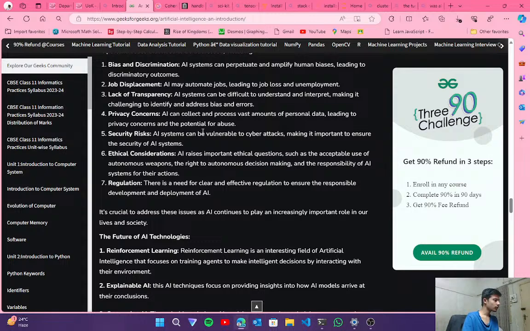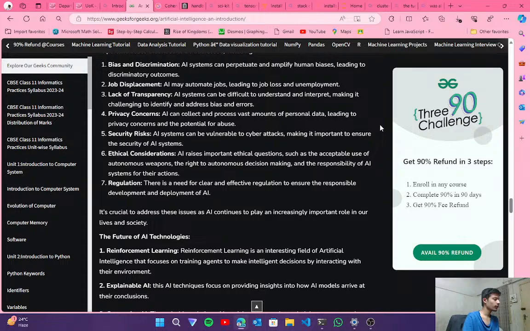Privacy concerns. AI can collect and process vast amounts of personal data, leading to privacy concerns and the potential of abuse. Security risks. AI can be vulnerable to cyber attacks, making it important to ensure the security of AI systems. Ethical considerations. AI raises important ethical questions such as acceptable use of autonomous weapons, the right to autonomous decision making, and the responsibility of an AI system for their actions.